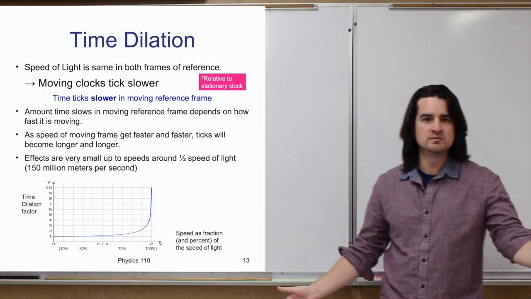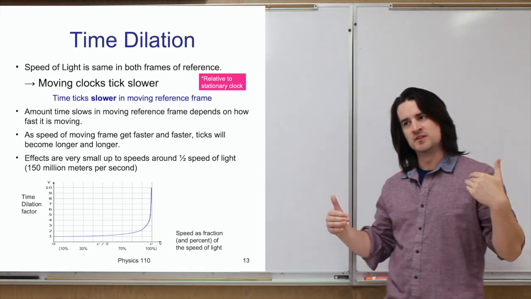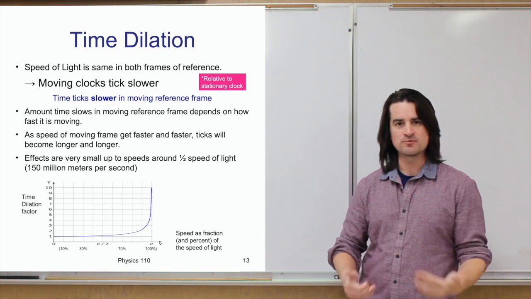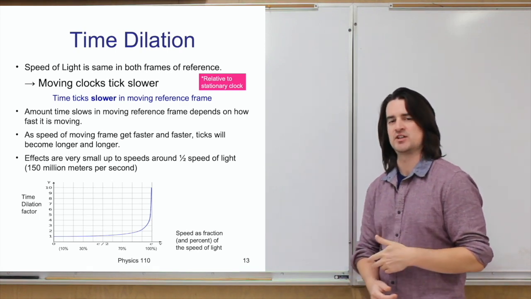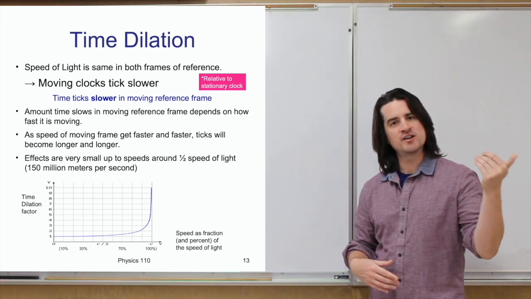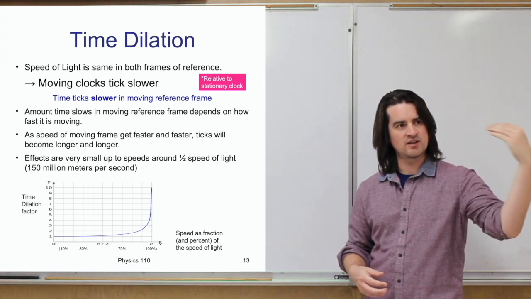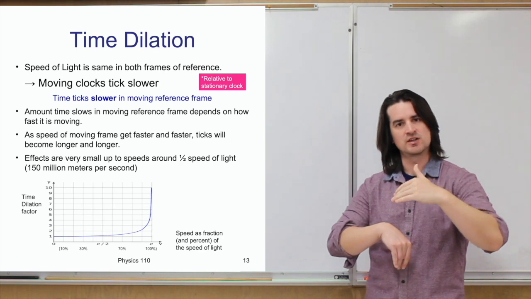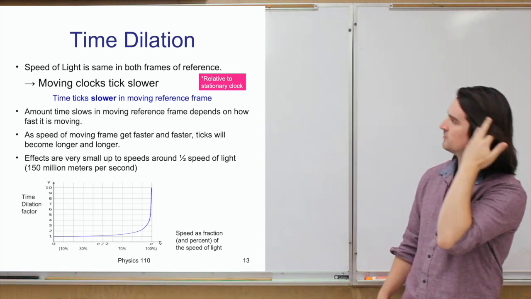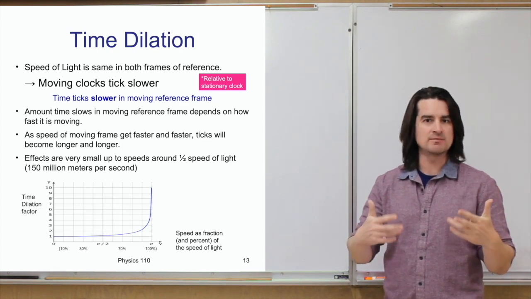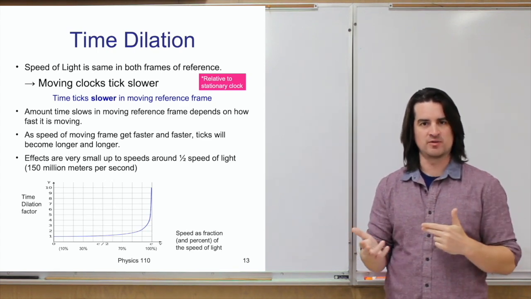All right, well, what does that mean? That means that if you watch someone fly by you very, very quickly, it's going to appear that their time is going slower. You're going to see their clocks tick slower than your own clock ticks. And that is purely the consequence of the fact that light has to move at the same speed regardless of which reference frame you're in.